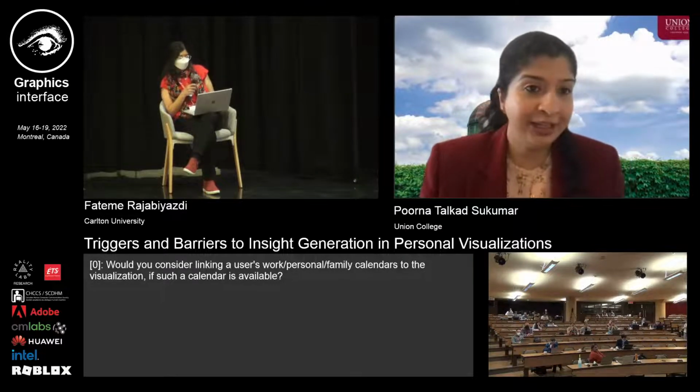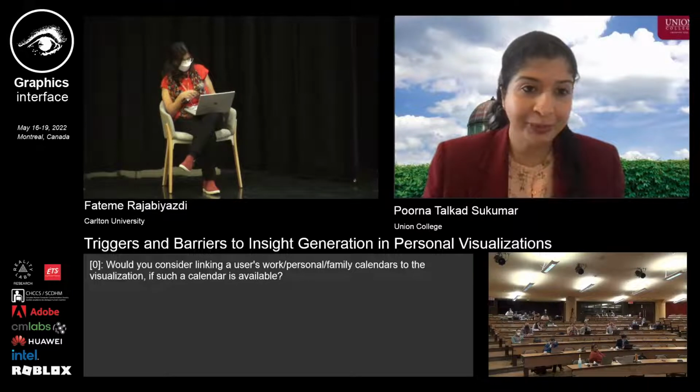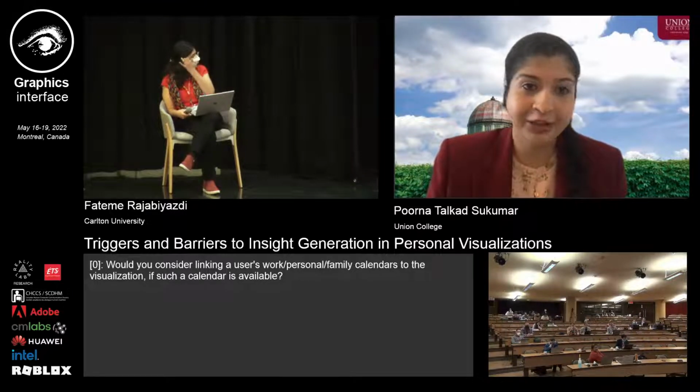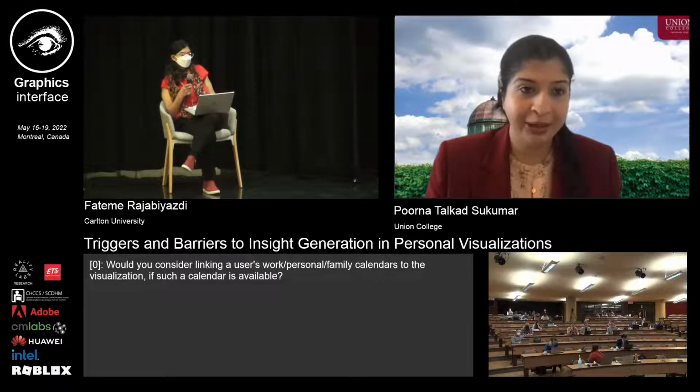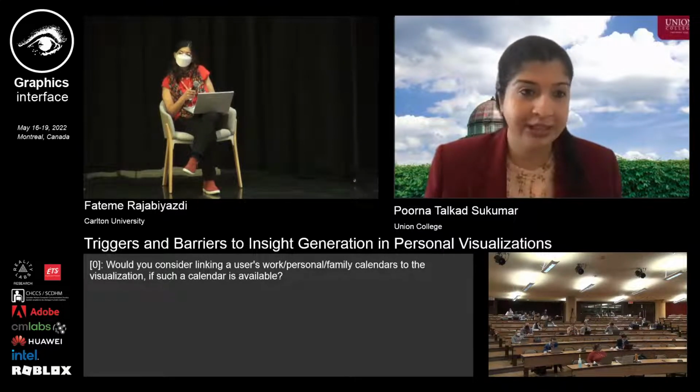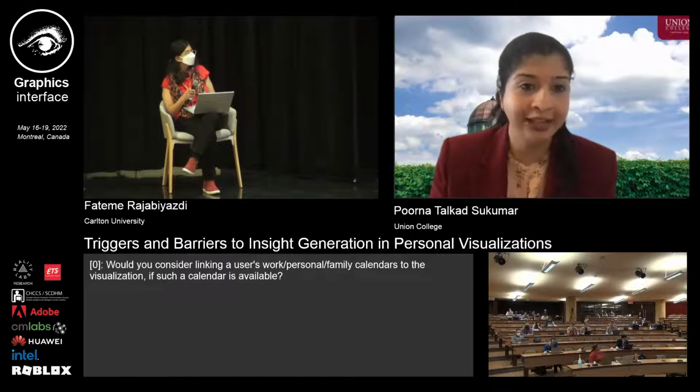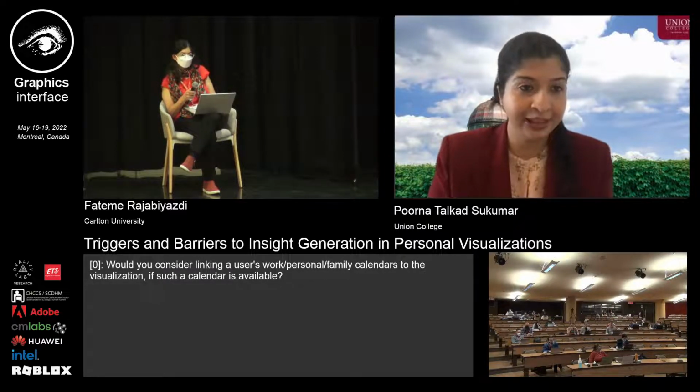Yes, that would be, I mean, if we had additional data, it would be very useful to include all of that data so that users can find any correlations between different aspects of their personal data too. So that would be great. If we had that data, we would definitely try and include it.